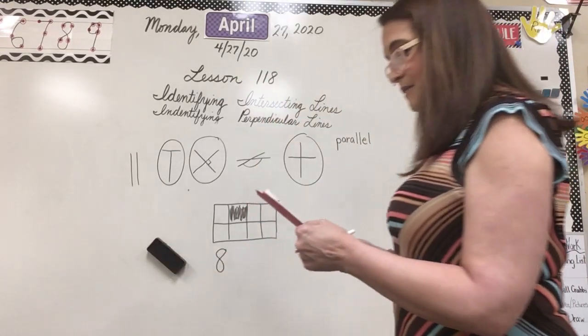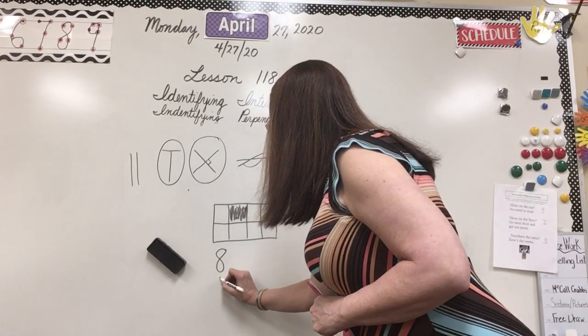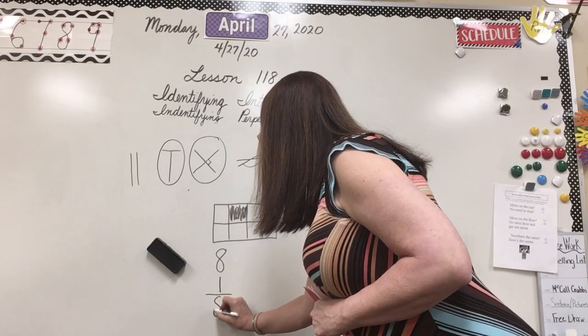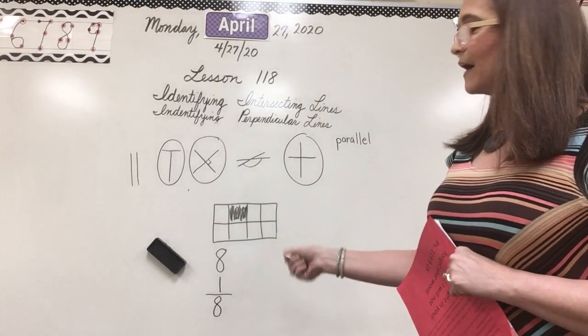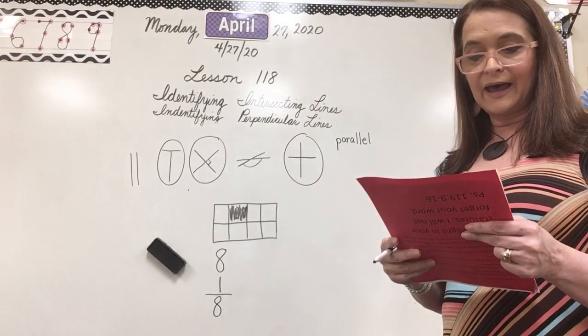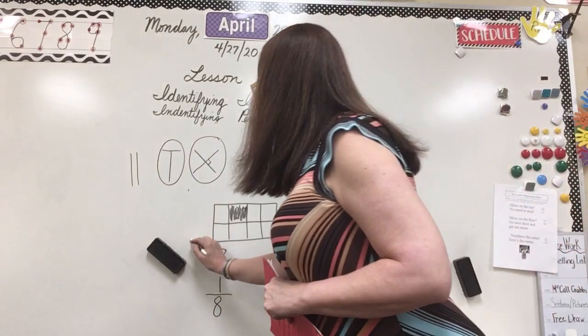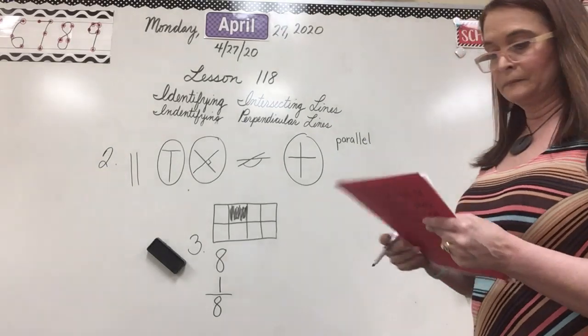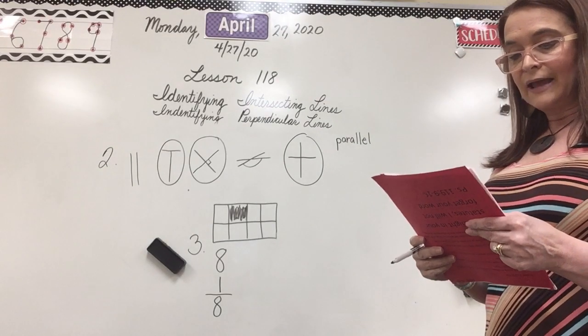So the answer to that question would be 1 of 8 pieces is colored. So my fraction would be 1/8. That is number 3. This was number 2. All right, now look at number 4.